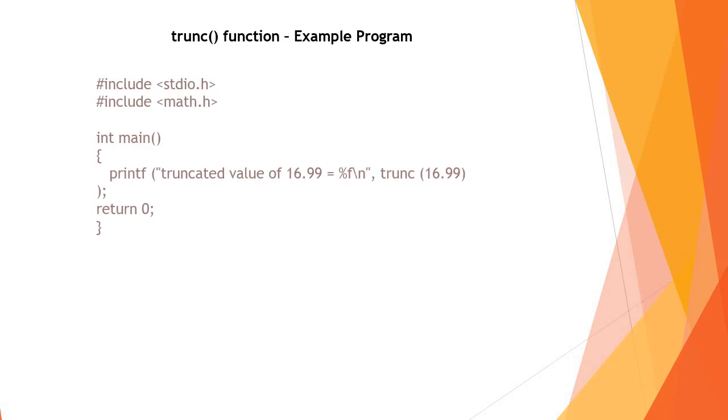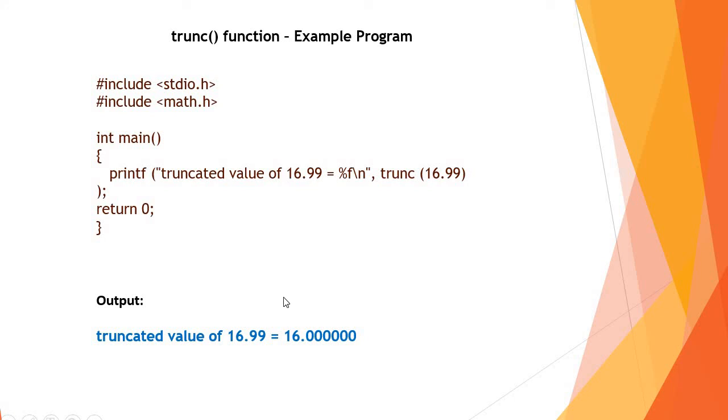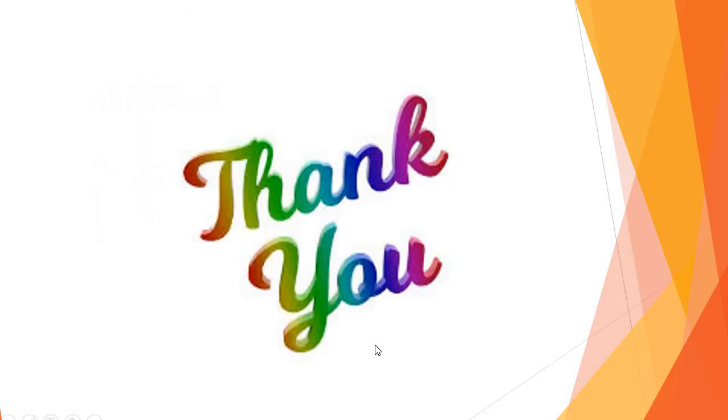A simple example. Here I am directly printing the trunc of 16.999. So the output will be: truncated value of 16.999 is equal to 16.000. Thank you.